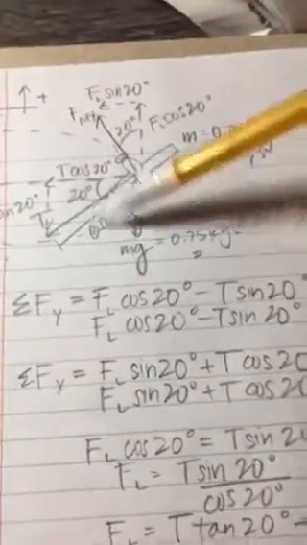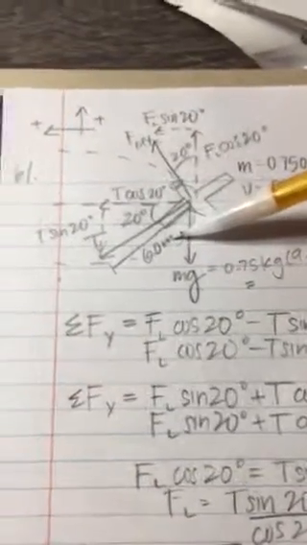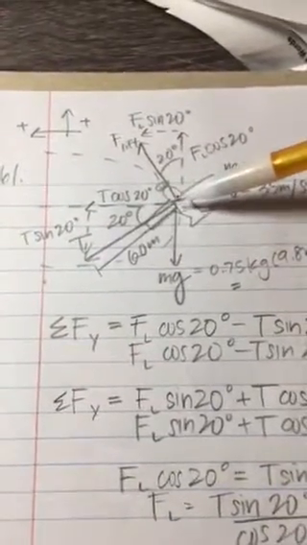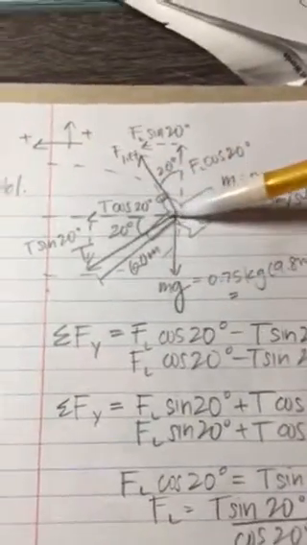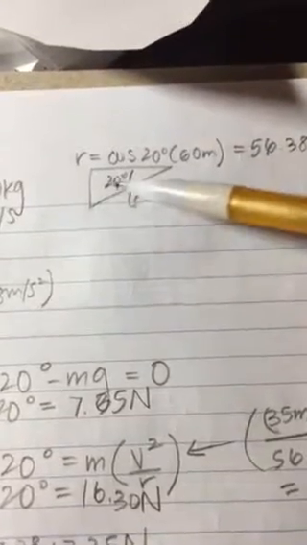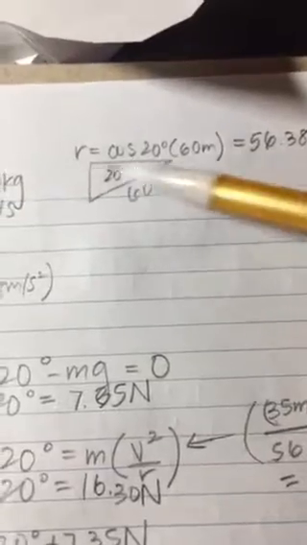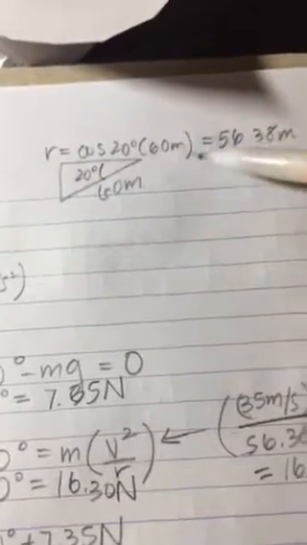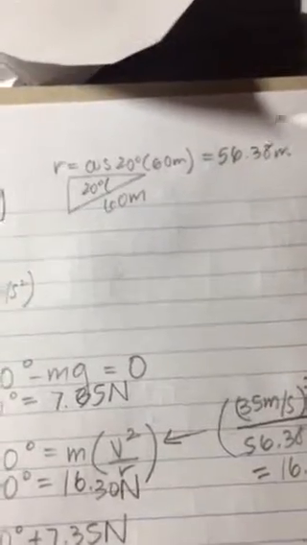And then they give you this 60 meters. The 60 meters is important because we don't really care how long the tension wire is. We only care about the radius of the circle, which we can solve for if we have 60 meters and we know it's a 20-degree angle, which means that it's just the cosine. So cosine 20 degrees of 60 meters means that the radius of this circle that it's traveling out at is 56.38 meters. And we'll need that for later.